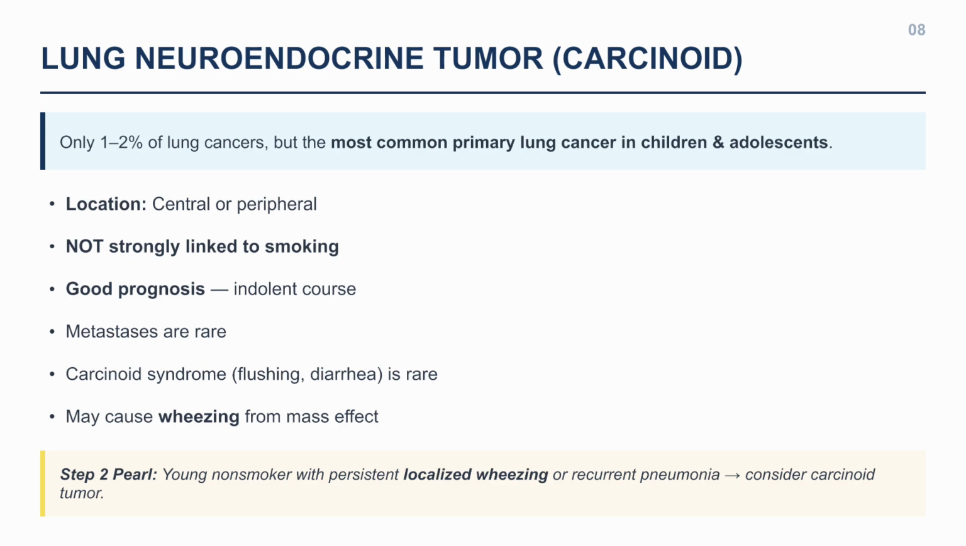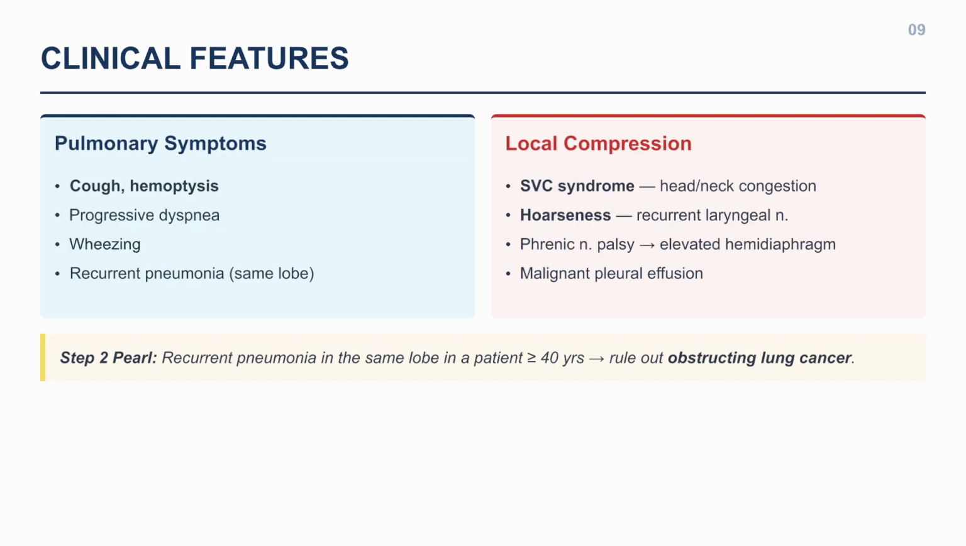Step 2 Pearl: a young non-smoker with persistent localized wheezing or recurrent pneumonia in the same lobe should make you think carcinoid tumor. Clinical features of lung cancer fall into 2 categories. Pulmonary symptoms include cough, hemoptysis, progressive dyspnea, and wheezing. Recurrent pneumonia in the same lobe is a red flag.